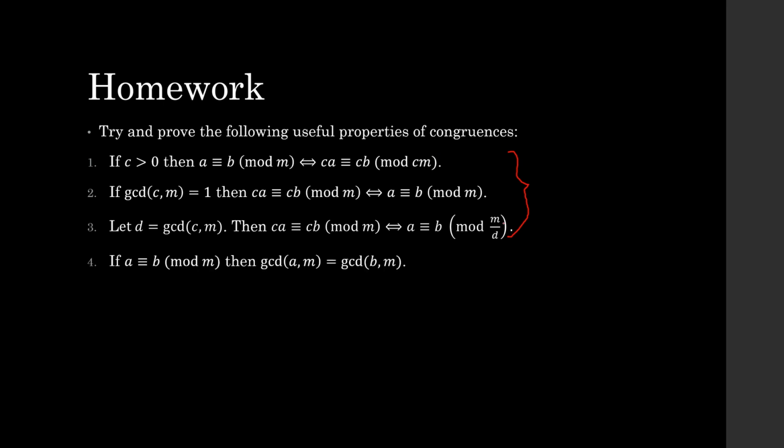So what about this one? If a is congruent to b mod m, then the greatest common divisor of a and m is the same as the greatest common divisor of b and m. Okay, so that one I'll leave for you to prove as well.